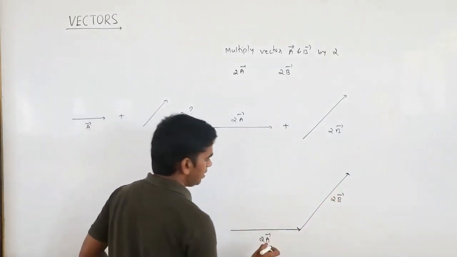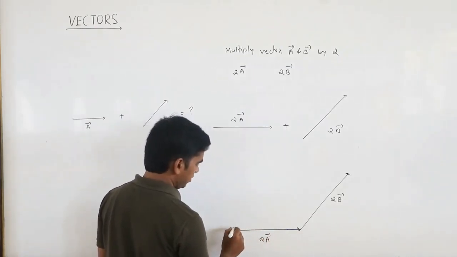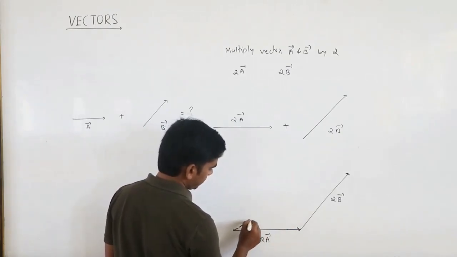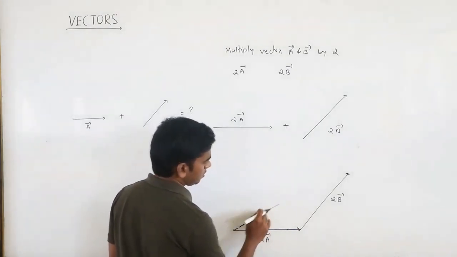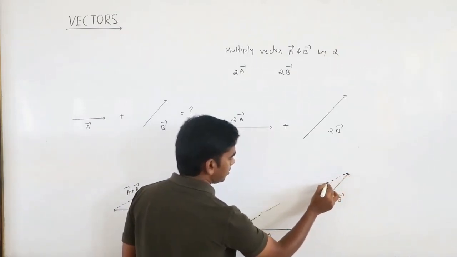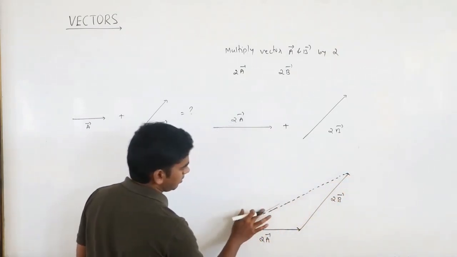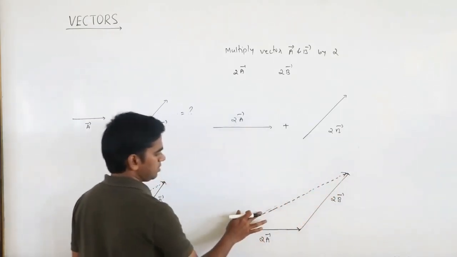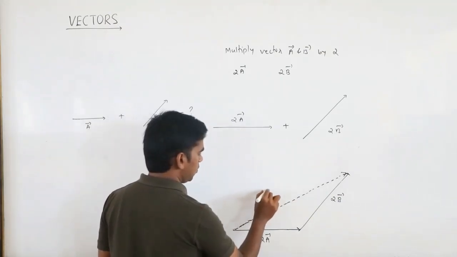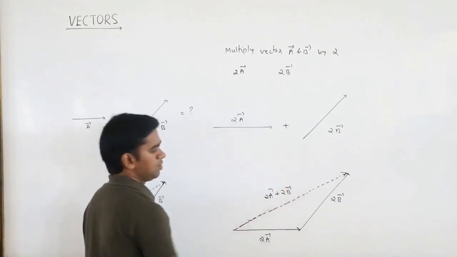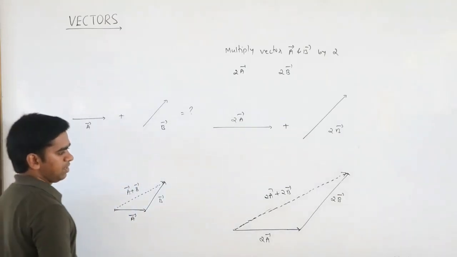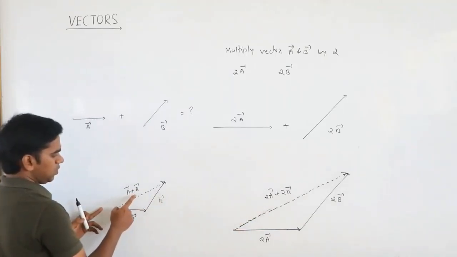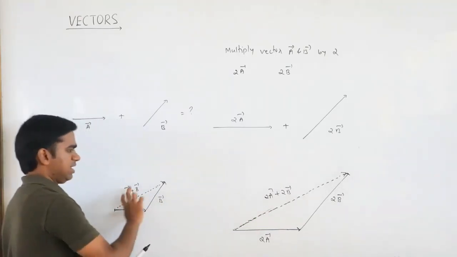Now what will be the resultant? The resultant will be from here to there, from 2A to 2B. So the resultant will be this one. It would be better if we use proper scales and everything. Direction is in this way only. So this is 2A plus 2B. See here, this 2A plus 2B has the same direction. So is it not looking like 2 times A plus B?